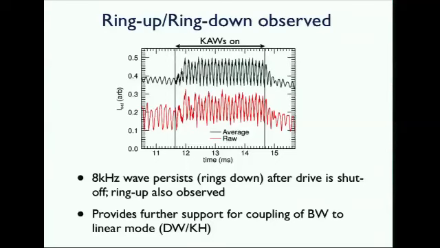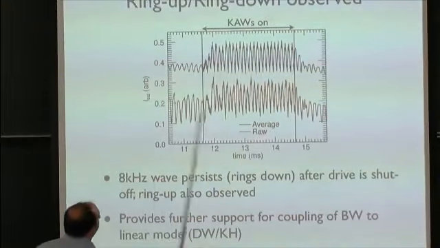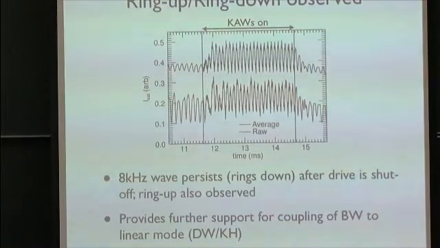In this case, we do see evidence of a linear mode, not only what I showed you before, but there's also evidence of a ring up. So basically, you're putting energy into this resonance, and it takes time to saturate. And then as you turn off the kinetic Alfvén waves, you see a ring down. And this is not what's observed with a quasi-mode. Basically, when you turn off the waves, the mode's gone.